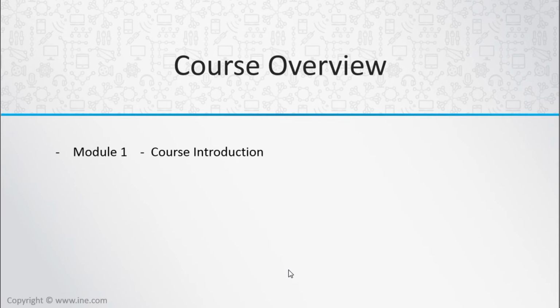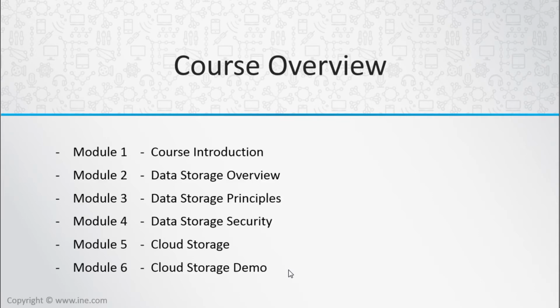In this course, let's talk about the agenda. Module 1, we're going to go through the introduction right now. Module 2, we're going to talk about data storage as a whole in GCP. We'll talk about the 5 major services that Google has around data storage. Module 3, we're going to talk about principles around data storage, such as availability, reliability, and other capabilities that you may want to be aware of around Google Cloud Storage. We'll talk about data storage security.